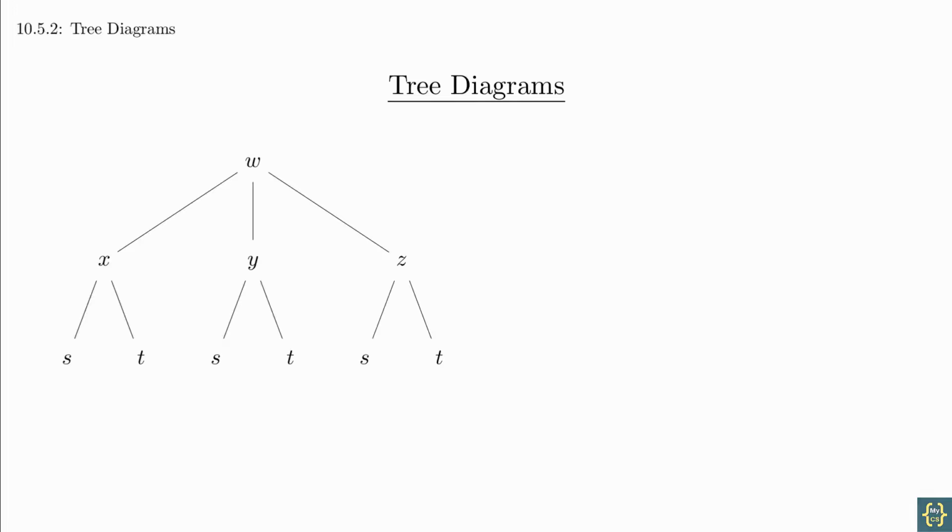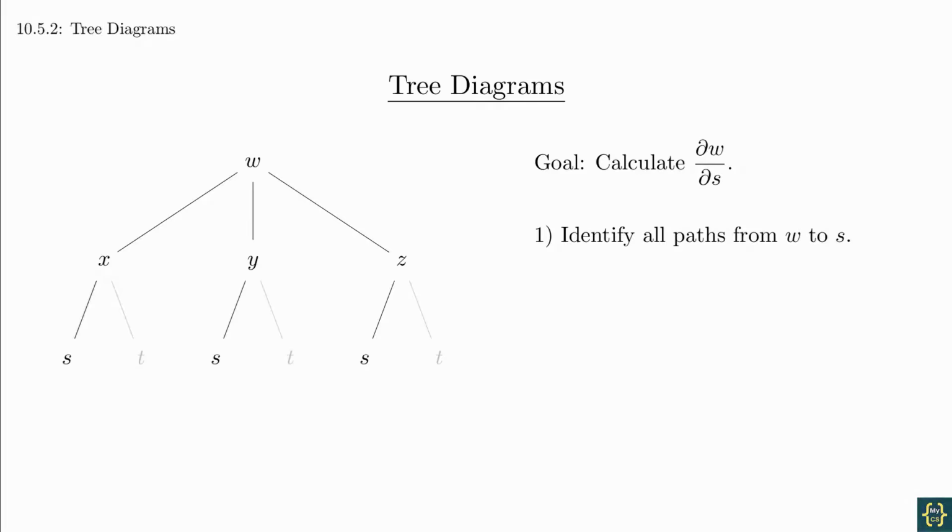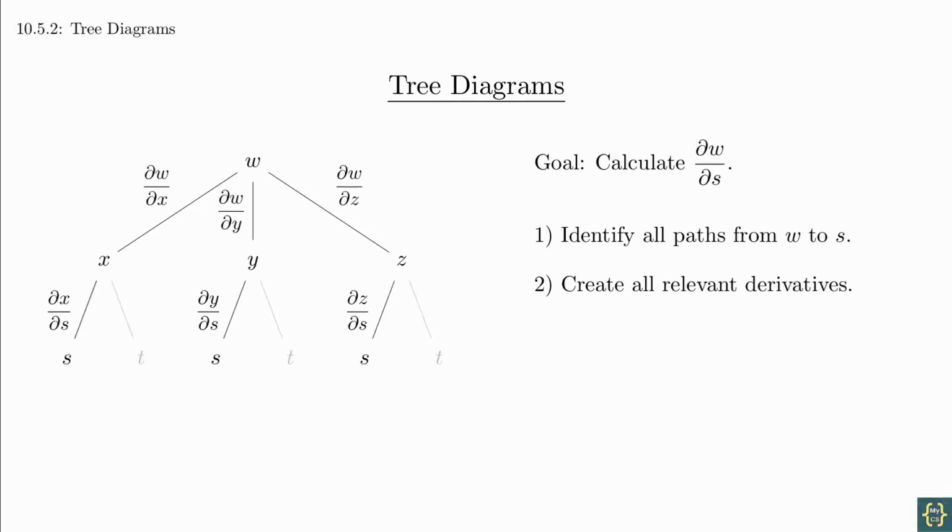Here's another tree diagram. In this case, the function w depends on 3 variables x, y, and z. And each of these depends on the variables s and t. This means that we can view w as a function of the 2 variables s and t. How can we calculate the partial derivative of w with respect to s? We'll start by identifying all of the places where s is at the bottom of the diagram. This gives us a number of branches to trace up to the top. For each of these branches, we write down the corresponding derivatives. We then multiply the derivatives that are along the same paths and then add the results.